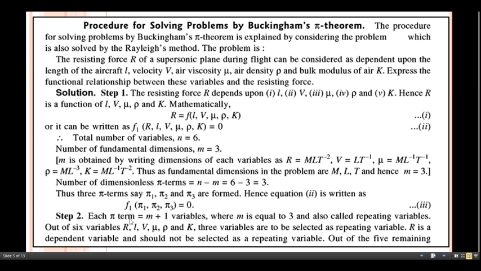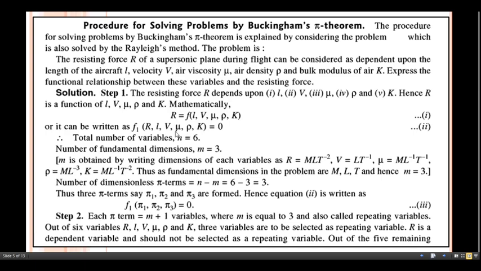Now each pi term equals m plus 1 variables, where m is equal to 3, and these are also called repeating variables. So out of these 6 variables R, L, V, mu, rho and K, 3 variables are to be selected as repeating variables. R is the dependent variable and should not be selected as a repeating variable. So the remaining 5 in front of you consist of L, V, mu, rho, K.